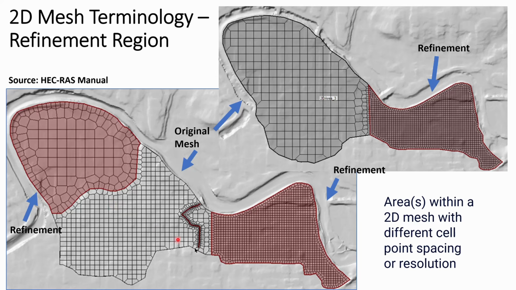On the bottom left, we have two refinement regions. One is coarser than the original mesh, the other one is finer than the original mesh, and you can see we also have a breakline here. So a refinement region is an area where the mesh resolution or the cell point spacing is different than the original mesh that we created. So we are going to have a mesh, and depending on the change in elevation, we can define breaklines. And if we are going to have very high resolution modeling for a certain area, we can define that area by using a refinement region.